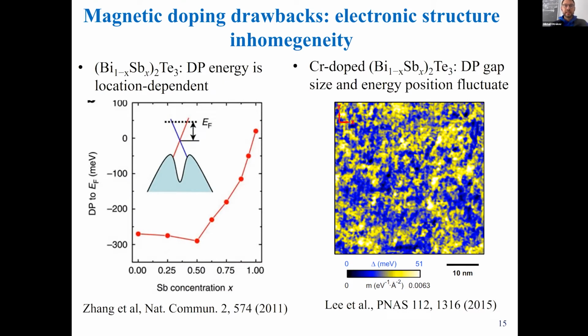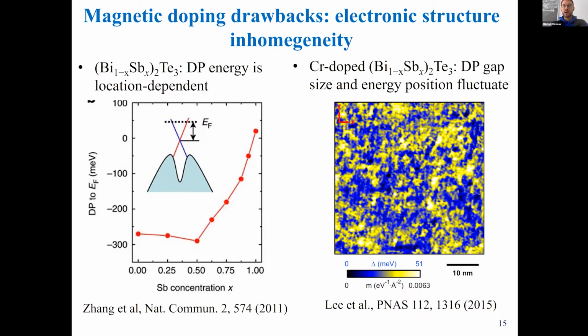Starting already with an original non-magnetic composition, which is bismuth antimony telluride, you can see that this form of writing suggests that this is a random alloy in the pnictogen sublattice. Why do we mix antimony and bismuth? Because we need to tune the Dirac point where we expect to induce the gap later on by adding chromium.